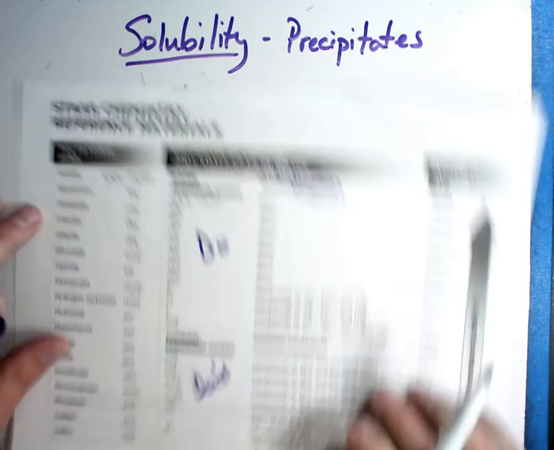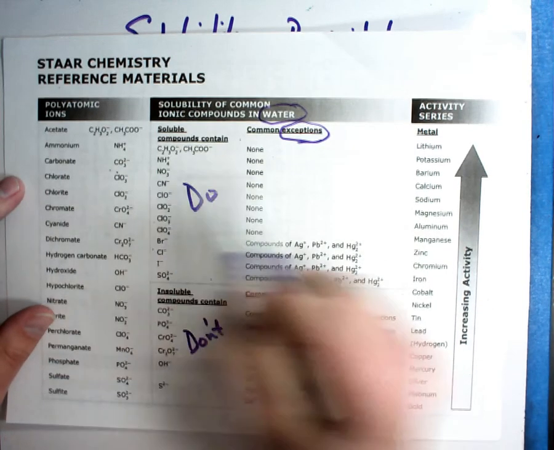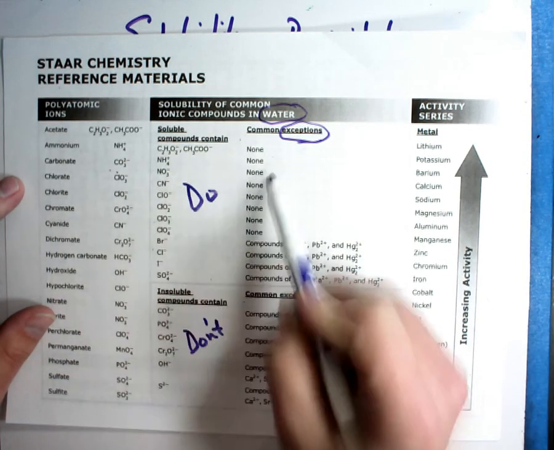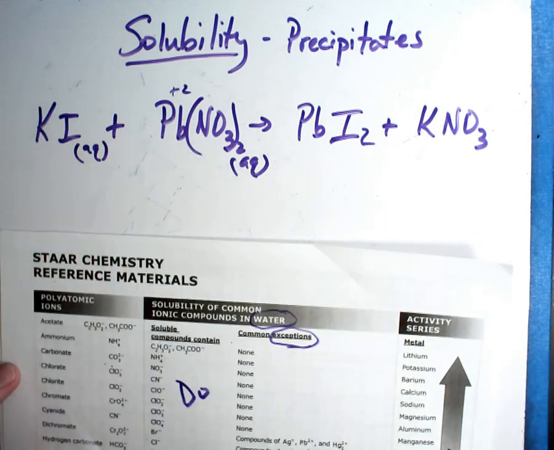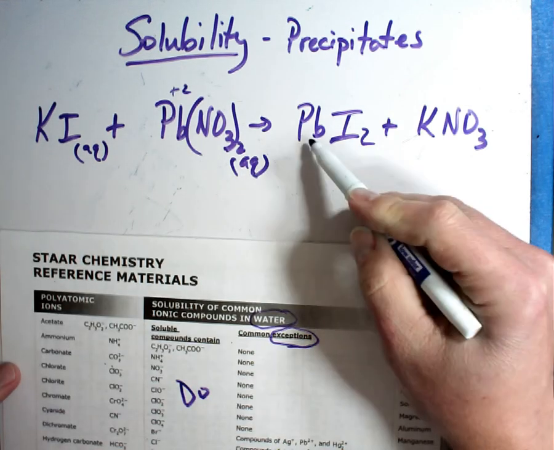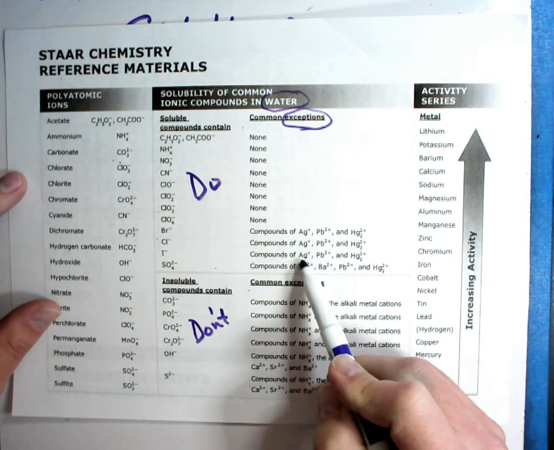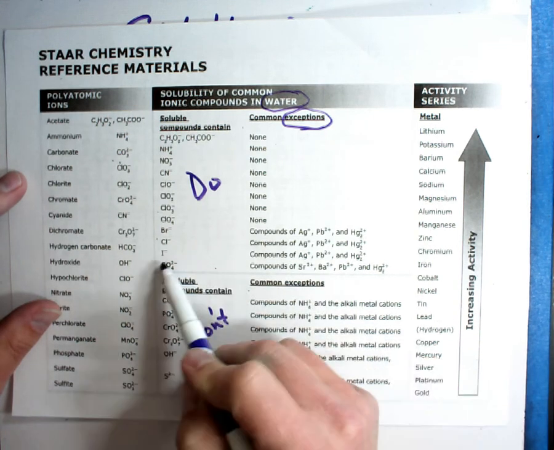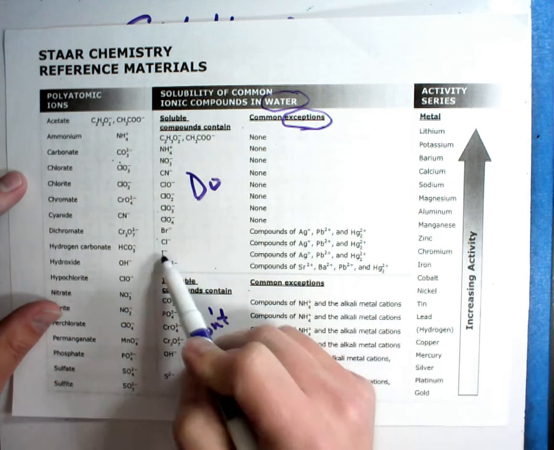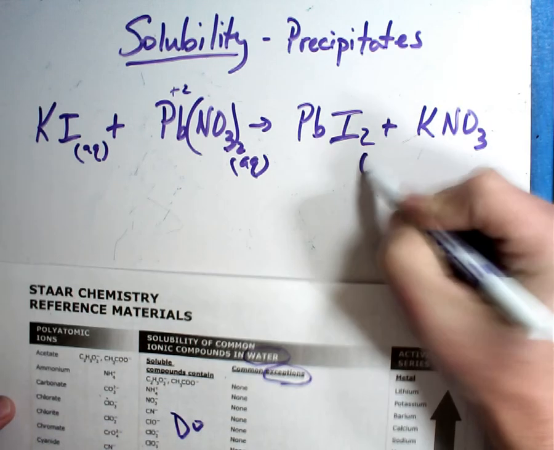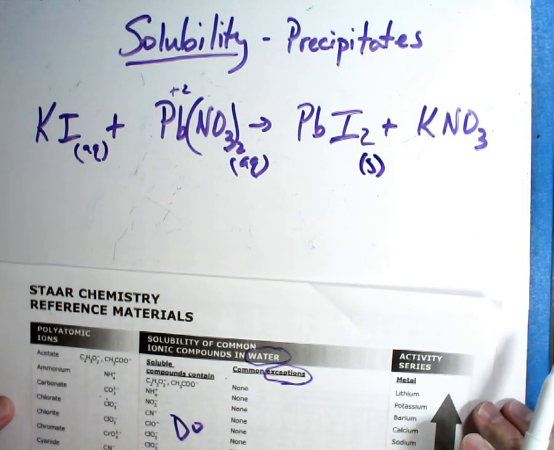Lead nitrate. Nitrate, no exceptions. All nitrates dissolve. Clear, clear. Now look what we made. Lead iodide. All iodides do dissolve except for silver iodide, lead iodide. That is a precipitate. It does not dissolve. That is a solid. And that's why it turned cloudy.